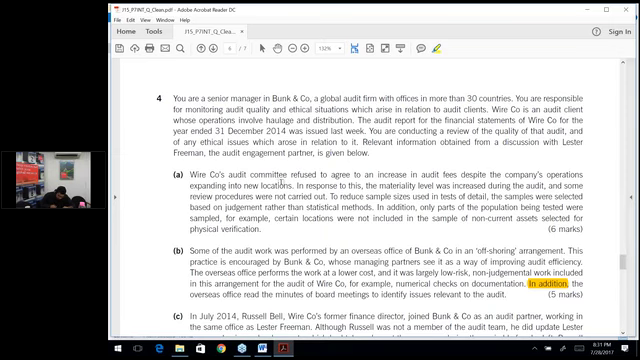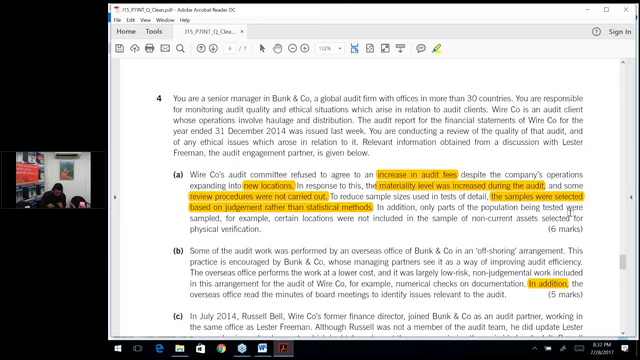Now, Wire Company's audit committee refused to agree to an increase in the audit fee despite the company's operation expanding into new locations. In response to this, the materiality level was increased during the audit and some review procedures were not carried out. To reduce sample sizes used in tests, the samples were selected based on judgment rather than statistical methods. In addition, only parts of the population being tested were sampled. For example, certain locations were not included in the sample of non-current assets selected for physical verification.